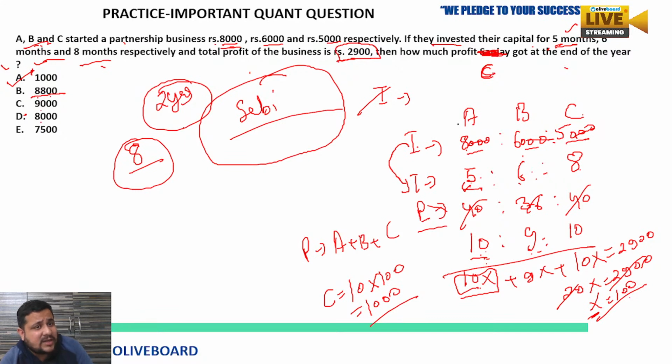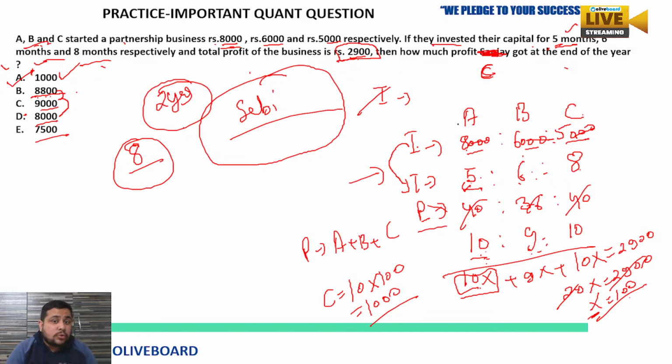Now one more thing you can see here: the other options, which are irrelevant actually, 8,800, 9,000, 8,000, 7,500. If you are smart enough to just eliminate these, then also you can do it. But this is the actual way to solve. I'm just telling you, by smartness you can see that all the options are even more than the total profit. Total profit was 2,900, so how is it possible that C will get 8,800 or something? C will get less than 2,900. So only one possible option. But the right way to solve is what I told you.